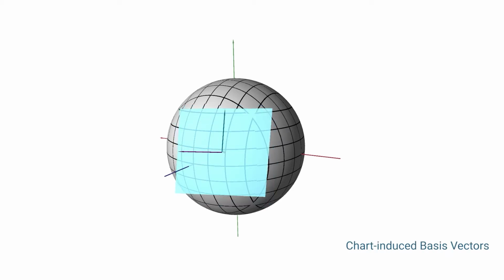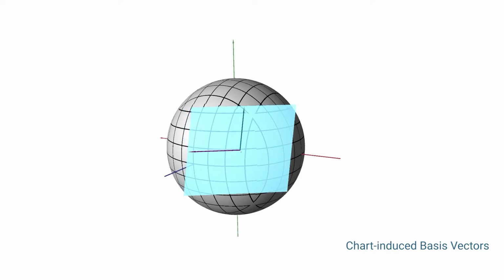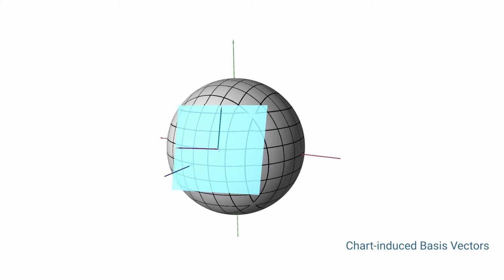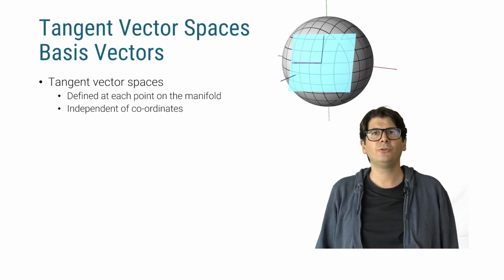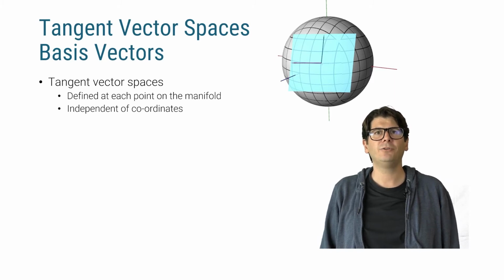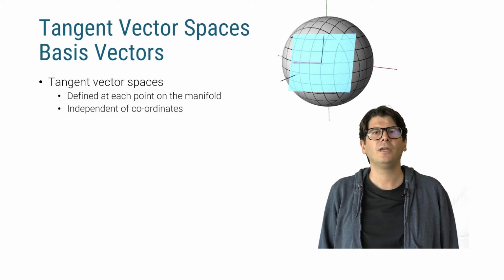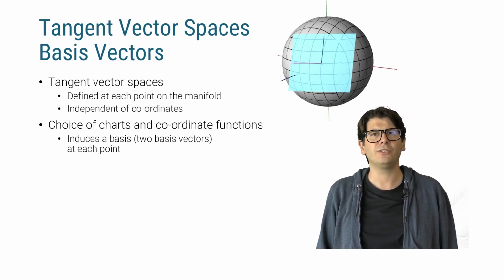We can compute these basis vectors as tangents to the coordinate curves. So you can see that the basis tangent vectors here nicely align always with the curves on the sphere. It's important to note once more that the tangent vector spaces are uniquely defined at each point on the manifold. This definition is purely geometrical and completely independent of the choice of coordinates. However, once we choose charts and coordinate systems, there is a naturally induced basis of the tangent vector space at each point on the manifold.